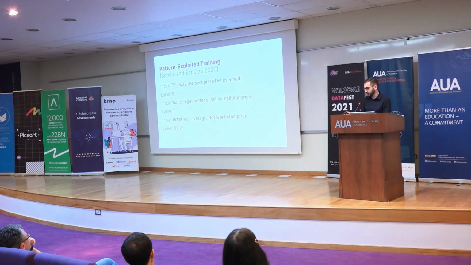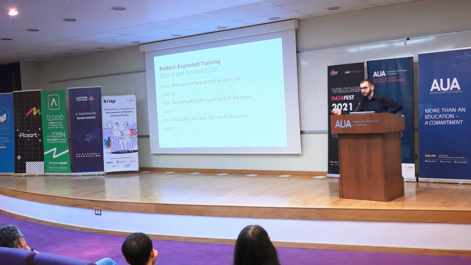Okay, so why do we need natural language task descriptions? In the pattern exploiting training paper, the paper starts with this specific example. Given these two sentences, one of them has label 0 and one of them has label 1. Can you predict the label of the third sentence? Can everyone say what it should be? 0? 1? Okay, so many people give many answers. It is not surprising.